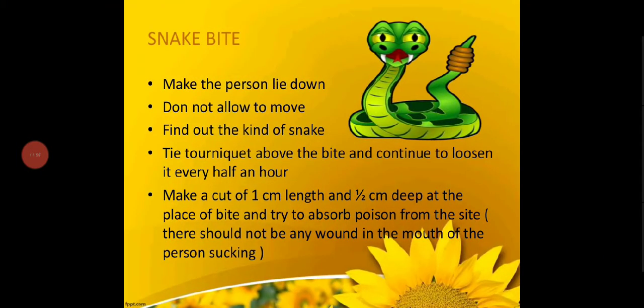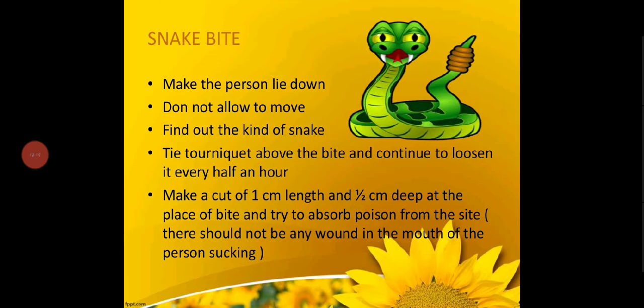And snake bite, make the person lie down. Do not allow him to move. You should never ask the person to move. Find out the kind of snake, which snake has bitten. Tie a tourniquet above the bite and continue to loosen it every half an hour. You should tie it very hard and then you can loosen it every half an hour.